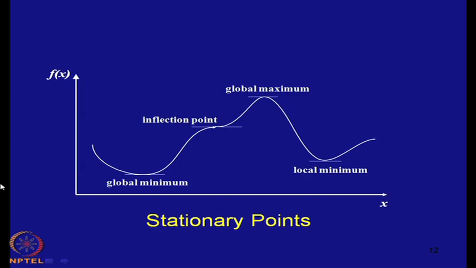But if we see at the maximum point, the function is increasing in the left hand side and decreasing in the right hand side. Similarly, for the local or global minima, the function is decreasing in the left hand side and increasing in the right hand side. This way we can select the stationary points for a given function of single variable.